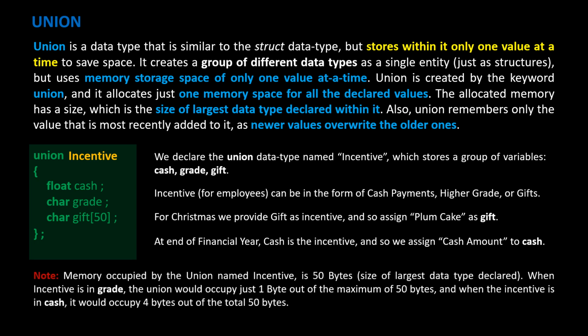Note that memory occupied by the union named incentive is 50 bytes, which is the size of the largest data type declared. When incentive is in grade, the union would occupy just 1 byte, out of the maximum of 50 bytes, and when the incentive is in cash, it would occupy 4 bytes, out of the total 50 bytes.